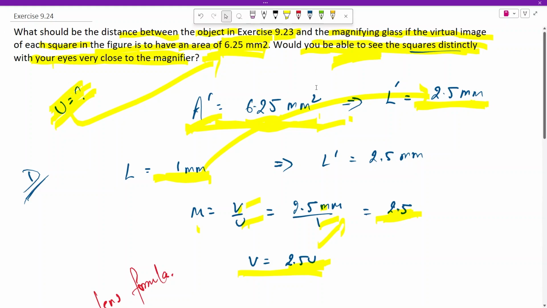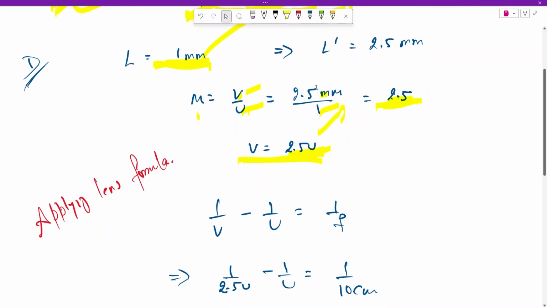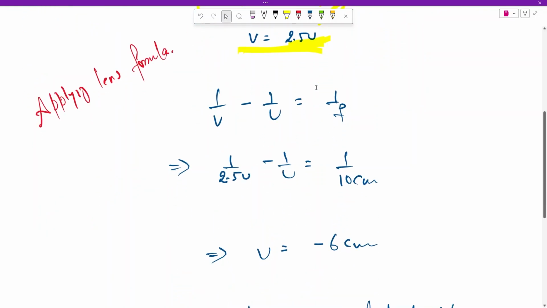So let's use the lens equation to find out the value of U first. So 1 by V minus 1 by U would be equal to 1 by F. Now V in terms of U is equal to 2.5 U, 1 by U is as it is, and 1 by F would be equal to 1 by 10. Now the value of U calculated is minus 6 centimeter. That is, the object should be 6 centimeter away from the objective or the magnifier.